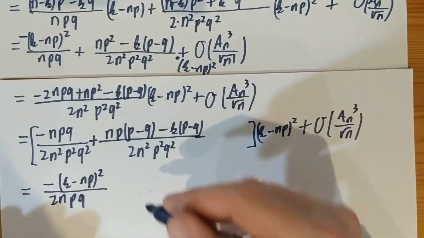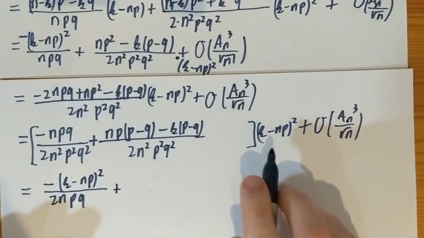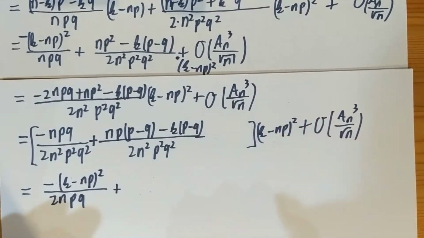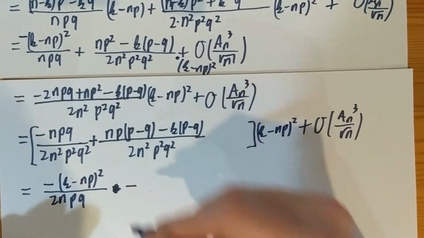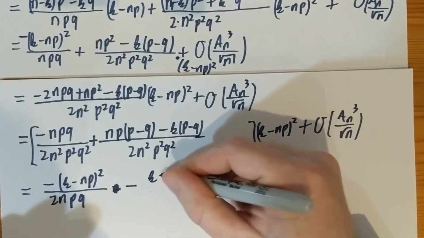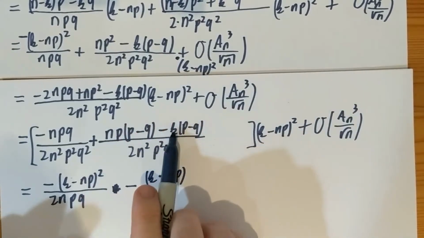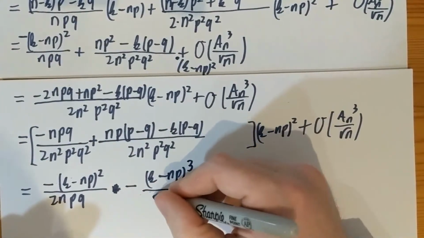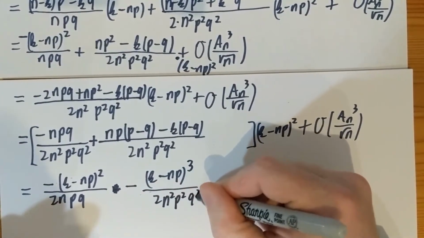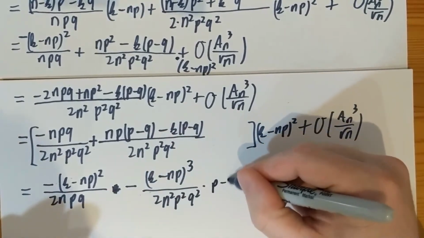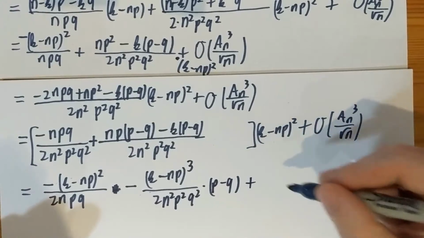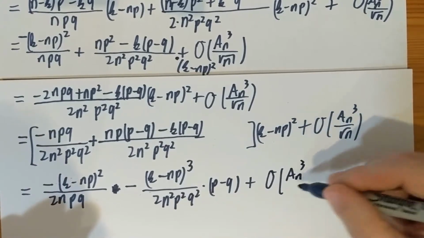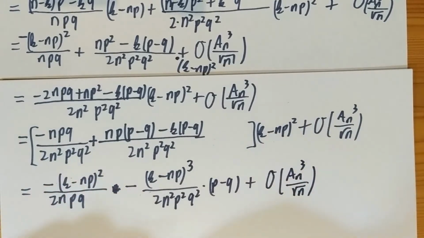And then down here I have a plus k minus np square, which is actually multiplied by np minus k, so in fact it's actually going to be a minus k minus np times k minus np squared, that's a k minus np cube, divided by 2n squared p square q square, and I have this factor p minus q at the end of it. And then I have the big O of an cube over square root of n. Okay, so this was the next step I wanted to do.